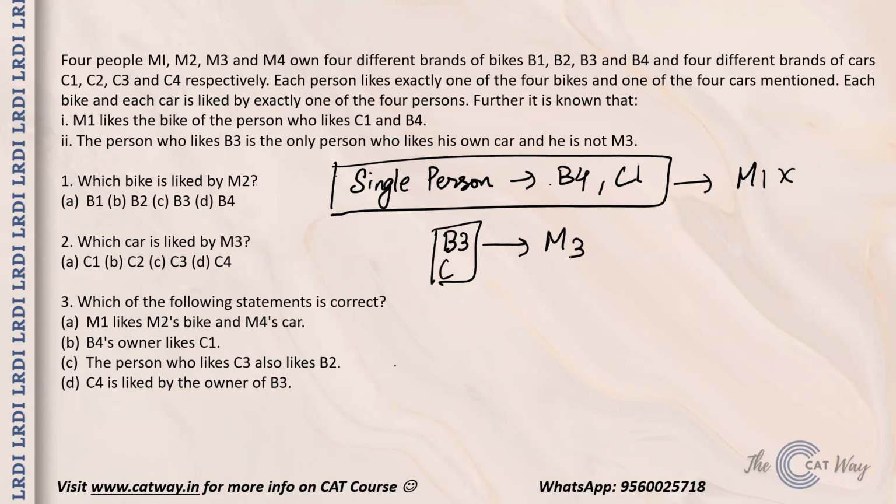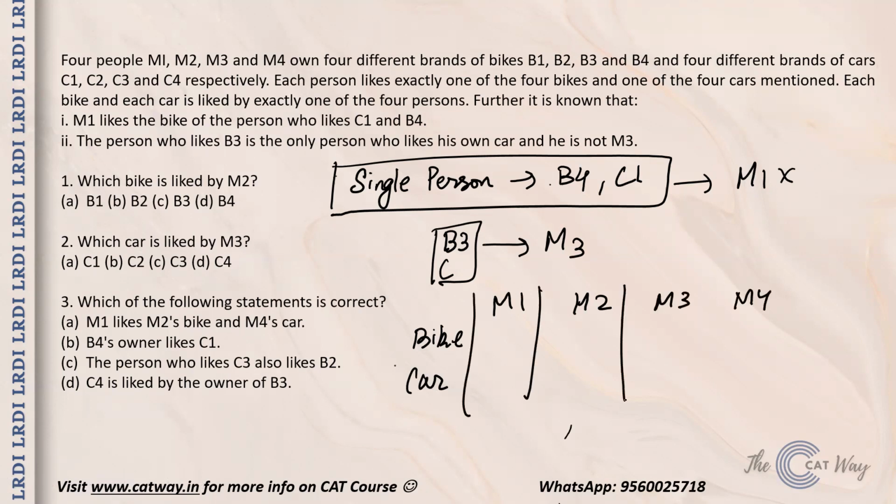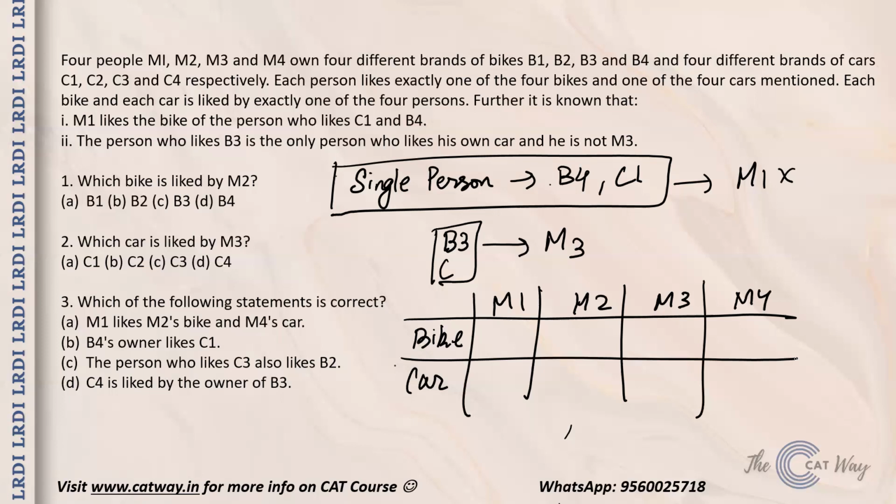Okay. So what we will do is we will make cases for liking bike, liking car. There are four people, M1, M2, M3 and M4, and they are going to like some cars and bikes. Now let's say that the person who is liking B4 and C1 is M3.